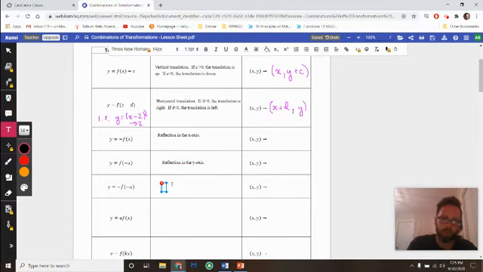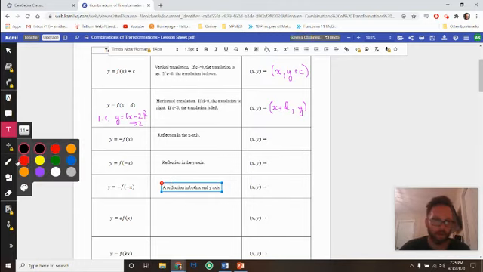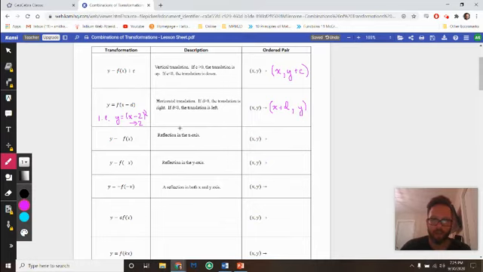And it is possible to have both. Not sure if this merits its own slot, but this is a reflection in both the x and y axis. If you're reflecting in the x-axis, the x value stays unchanged and you're flipping the sign of the y value. If you're reflecting in the y-axis, you're changing the sign of the x value. And if you're reflecting in both, you're changing the sign of both.